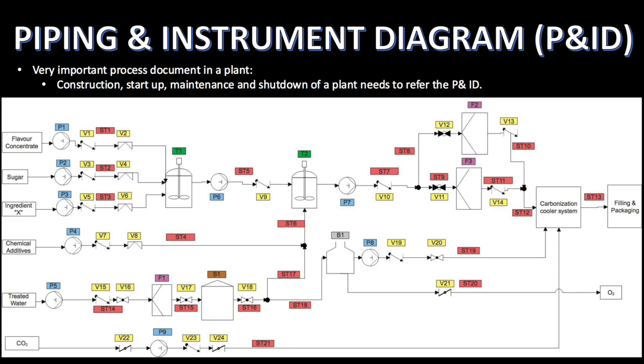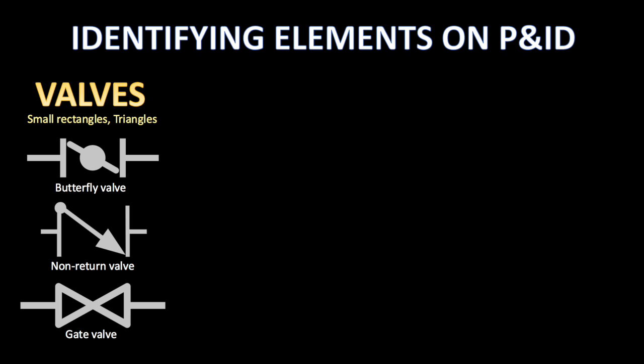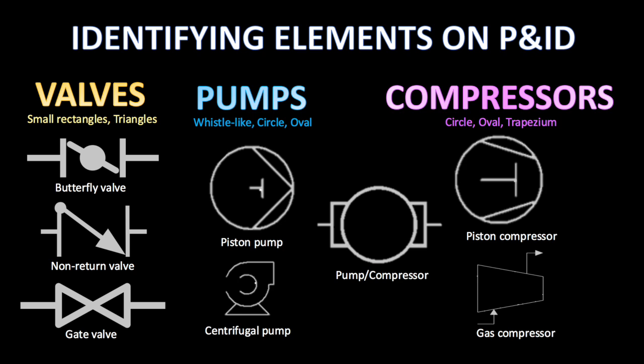It is one of the most important process documents in a plant, as the construction, startup, maintenance, and shutdown of a plant need to refer to the P&ID. In a P&ID, valves are usually denoted by small rectangles or triangles shaped like a butterfly, while pumps and compressors are usually denoted by other geometries.